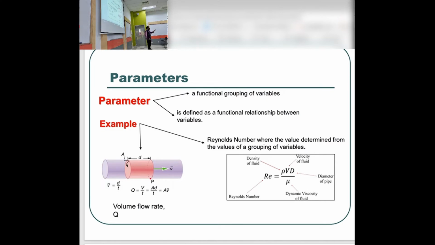What do you want to measure actually? In your system, you use sensors. What things do you want to measure? Parameter or variables?